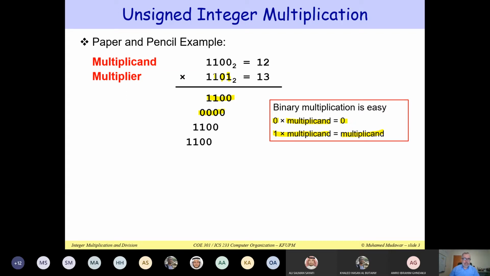Now notice that this bit is equal to 1, so you get the multiplicand again, 1100, and this bit is equal to 1, so you get 1100. But the most important thing is that you need to shift, because each bit has a different weight in the multiplier. By shifting, you are inserting zeros to the right, but I'm not showing them, I'm just leaving it blank. Once you have done this, these are the partial products. What you have to do is add them up to calculate the final product.